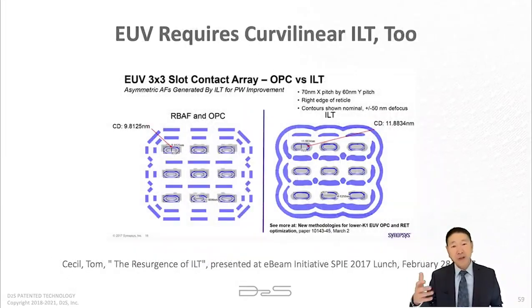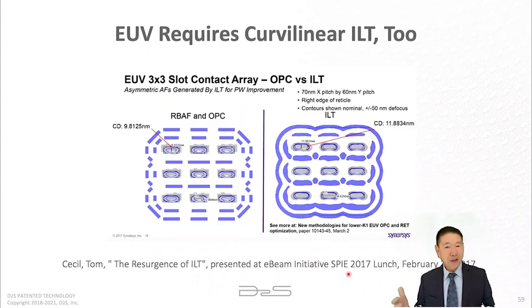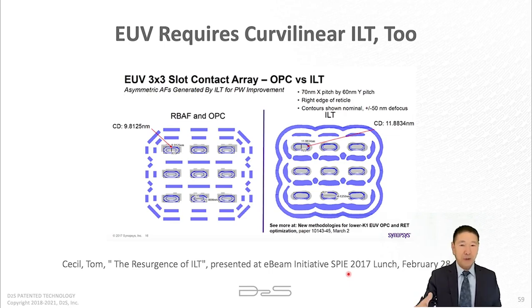But ILT actually can be extended for EUV. Actually, when ILT is required by EUV, which is pretty much at 3 nanometer or 2 nanometer, you do need ILT because at that node, you don't have a high-NA EUV scanner and you have to do multiple patterning. So ILT is very critical, especially those curvilinear ILT. My ex-colleague Tom Cecil at Synopsys, he showed this result. It shows you can use curvilinear ILT to correct the asymmetry problem in EUV.